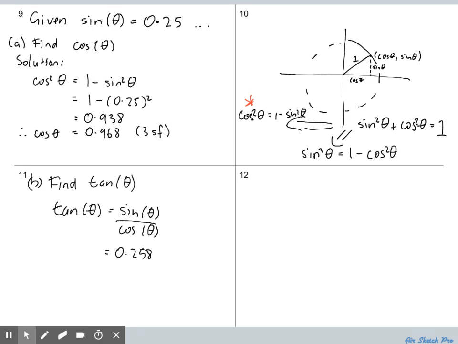Okay, question C. Just want to double check that's what I want to do. Yep. What is sine of pi plus theta? And remember, we don't know what theta is.